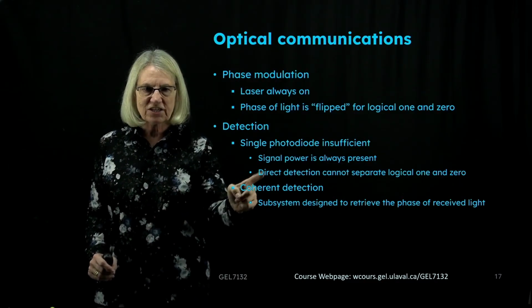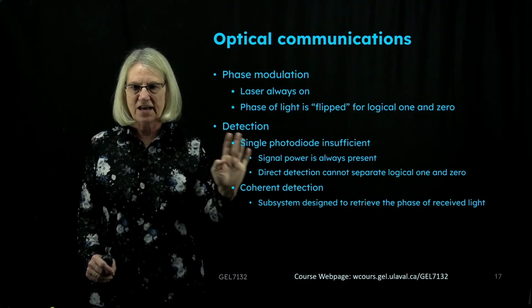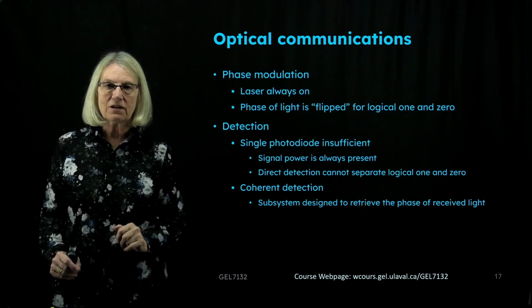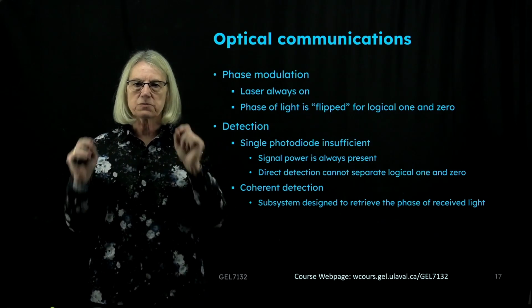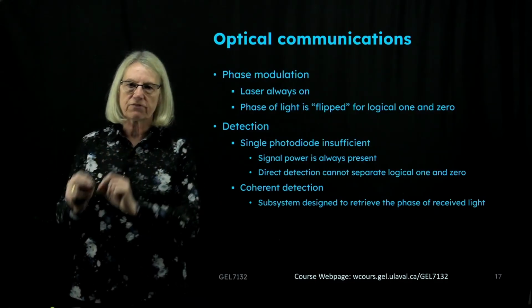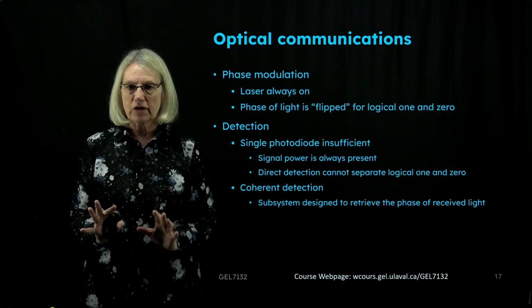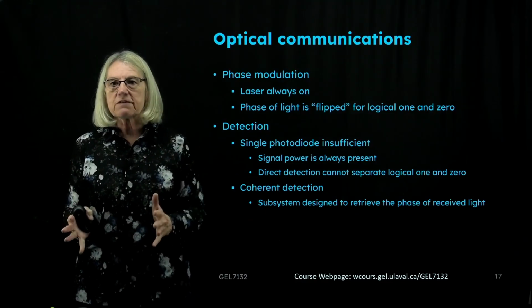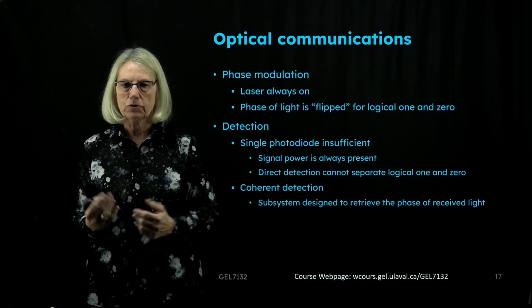So direct detection does not work. A single photodiode is not sufficient. So we go to something we call coherent detection in optical communications, and that's a subsystem designed specifically to retrieve the phase information on the received light. I just want to point out some differences in vocabulary. Coherent detection in optics is something very specific, and in other fields it may be something else, so be careful how you use the vocabulary.